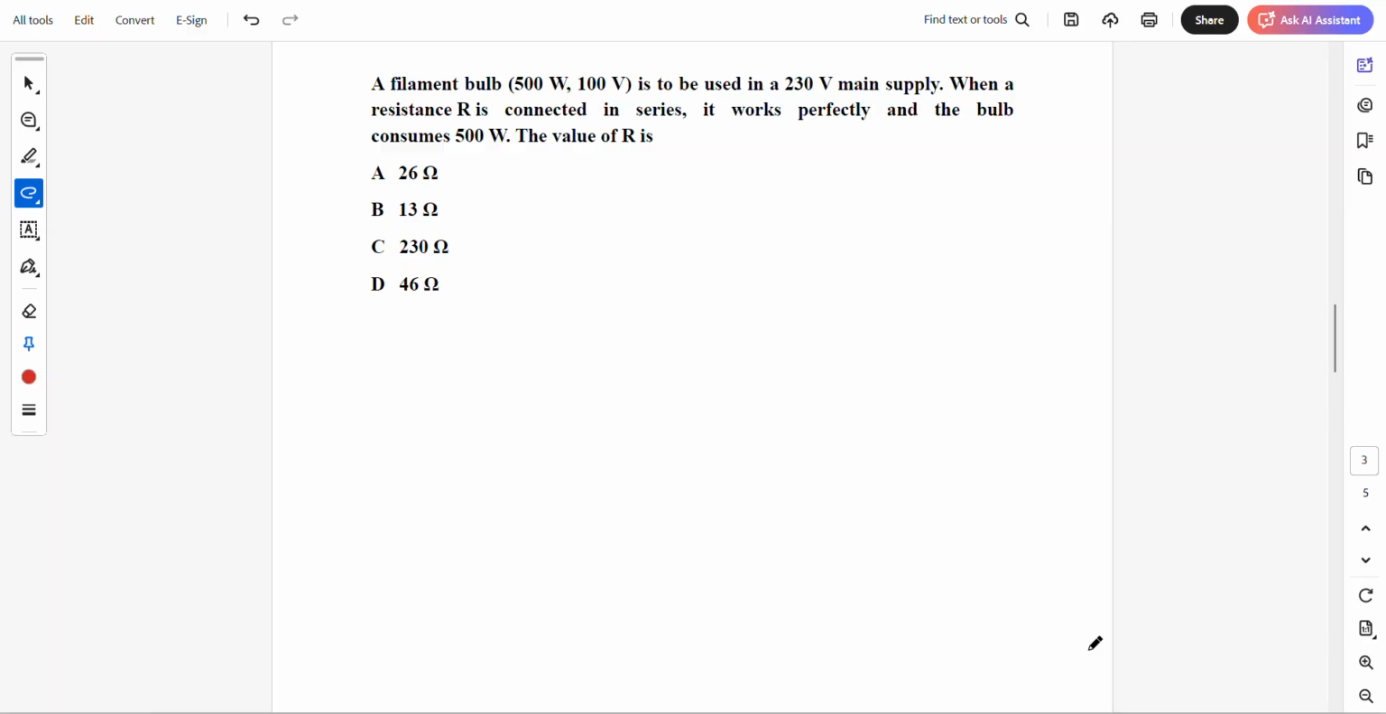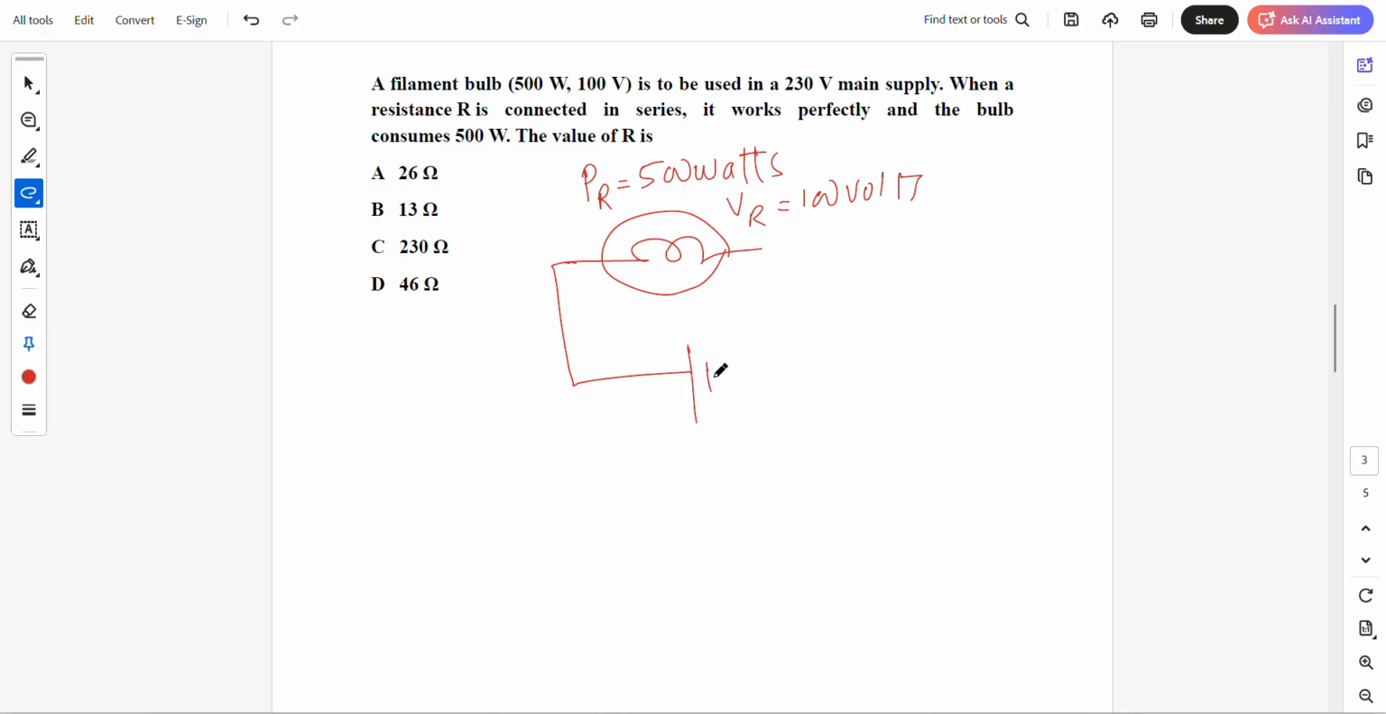What is it saying? A filament bulb, better you draw the circuit, and the bulb is there. How much is the rated power? 500 watts. How much is the rated voltage? 100 volts. It is to be used in a 230 volts main. Now it is connected to 230 volts.